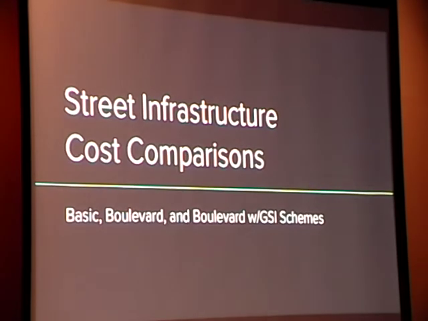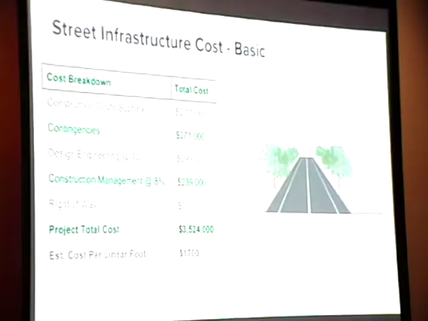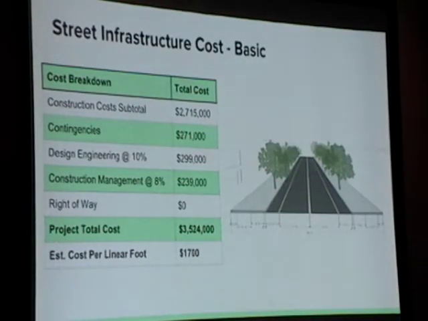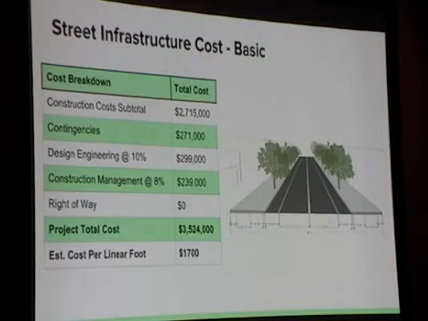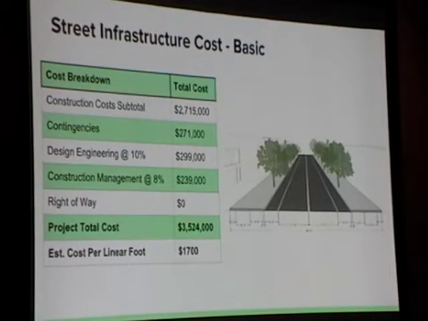And with that, Manny and I will be discussing the street infrastructure cost comparisons for the basic boulevard and boulevard green stormwater infrastructure schemes. To start, our cost estimates are derived from an Excel cost calculation sheet from Maple Valley engineer Bill Bullock. We used the template and included our numbers that we found from the lengths of the roads of the schemes, and that is how we got these cost estimates. I should mention that we estimated the total length of the road to be approximately 2,100 feet.